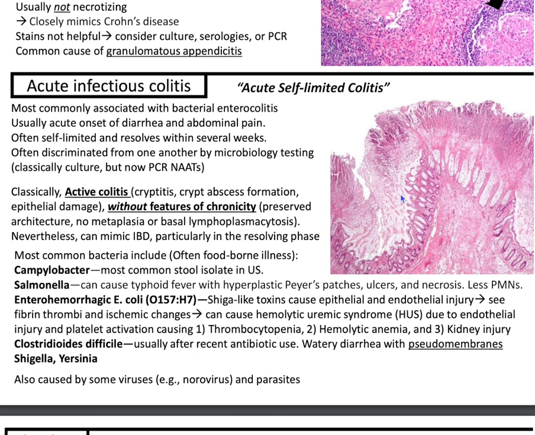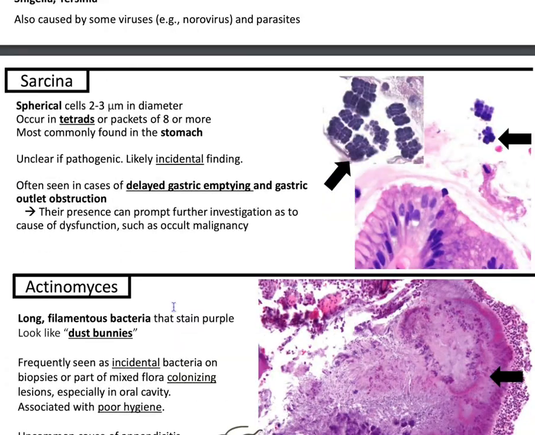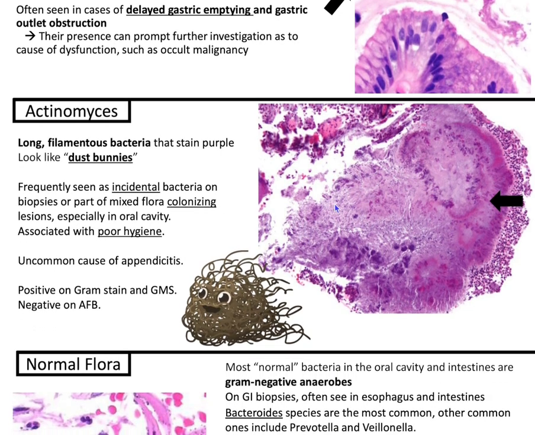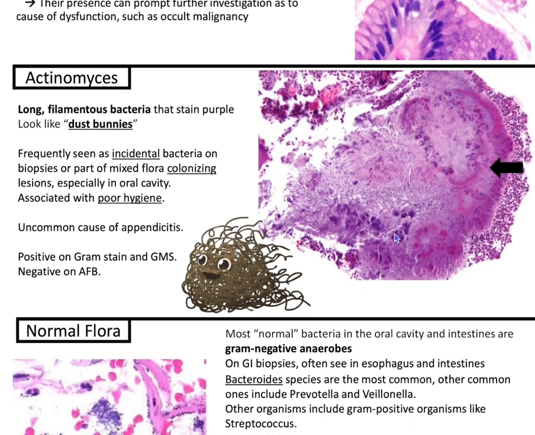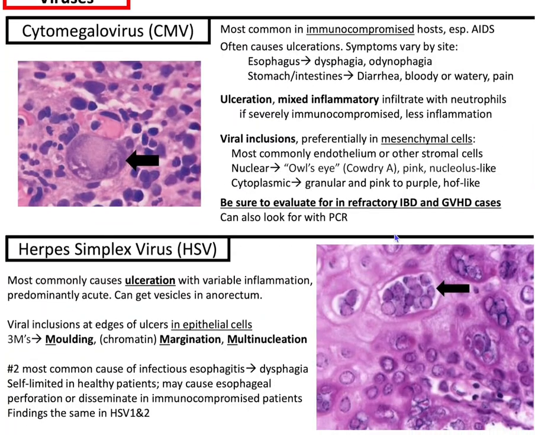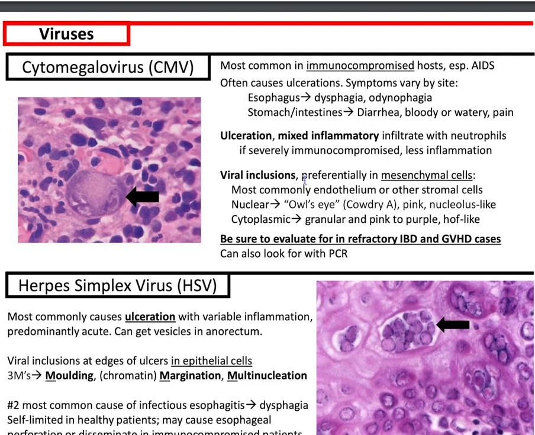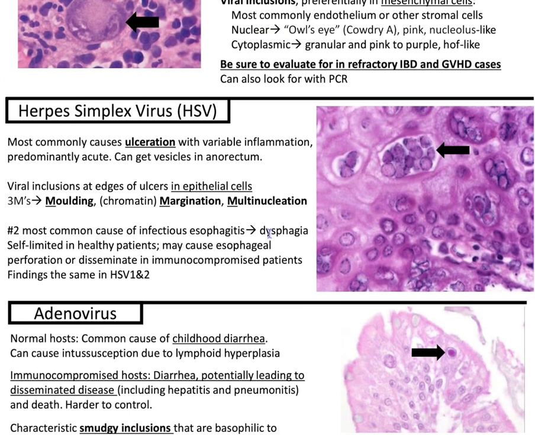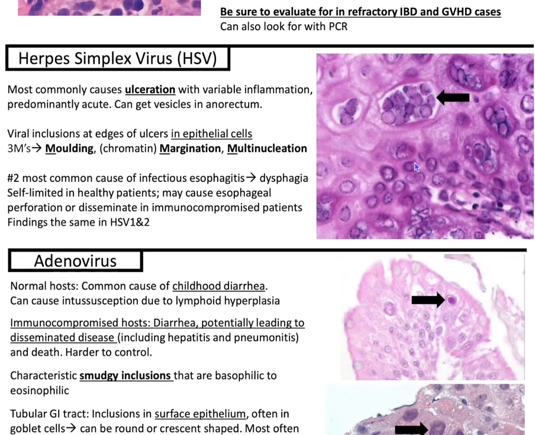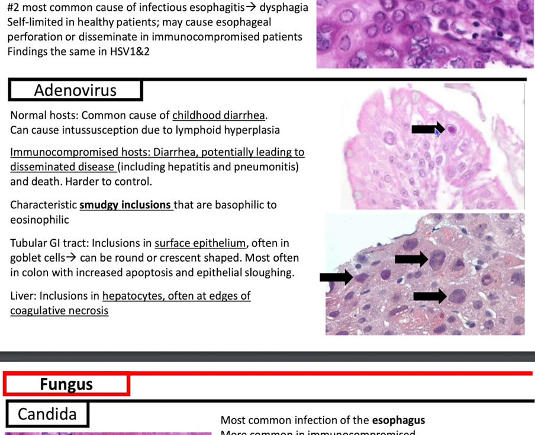Acute infectious colitis, get your PCR panel. Sarcina, incidental finding, look for those packets of spherules in the stomach. Actinomyces, dust bunnies, positive on Gram stain and GMS, negative on AFB. Normal flora. Viruses, CMV, in mesenchymal cells, look for those viral inclusions, both nuclear and cytoplasmic. HSV, look for the 3 M's: molding, margination, and multinucleation in the epithelial cells. Adenovirus, in immunocompromised, look for those smudgy inclusions that are basophilic to eosinophilic, can be in the surface epithelium of the GI tract, can also be in the liver.